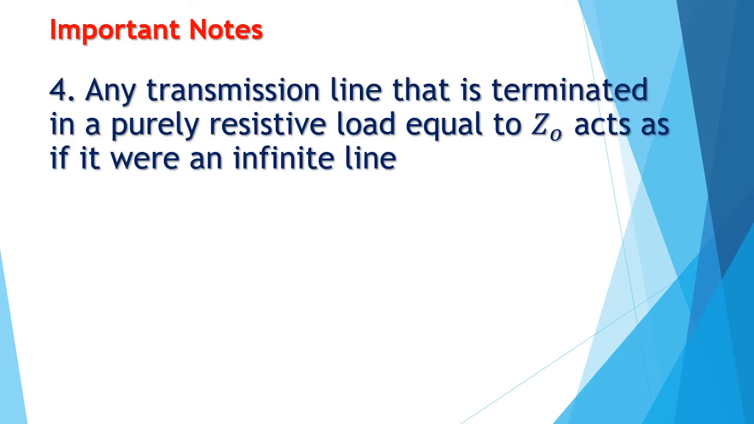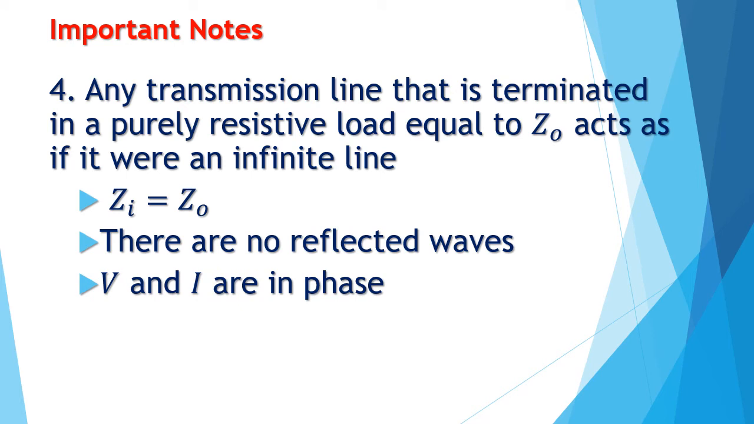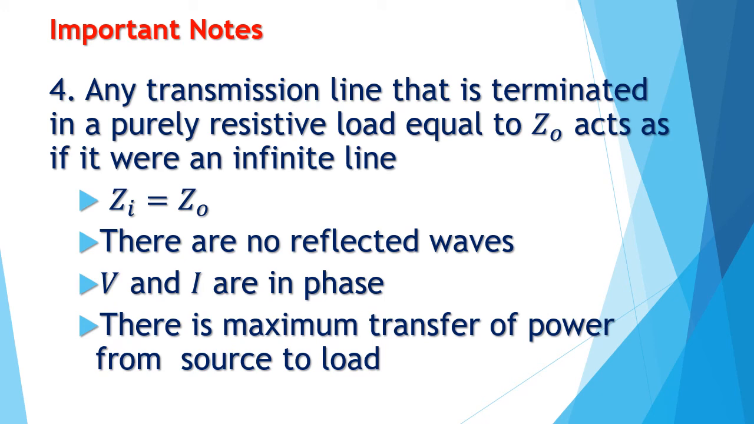Fourth, any transmission line that is terminated in a purely resistive load equal to Z sub O acts as if it were an infinite line. So this entails that there will be no reflection that will come from the load. This happens when Z sub L is equal to Z sub O. There are no reflected waves and voltage and current are in phase. So there is maximum transfer of power from source to load. Again, this is what we aim for in transmission lines.